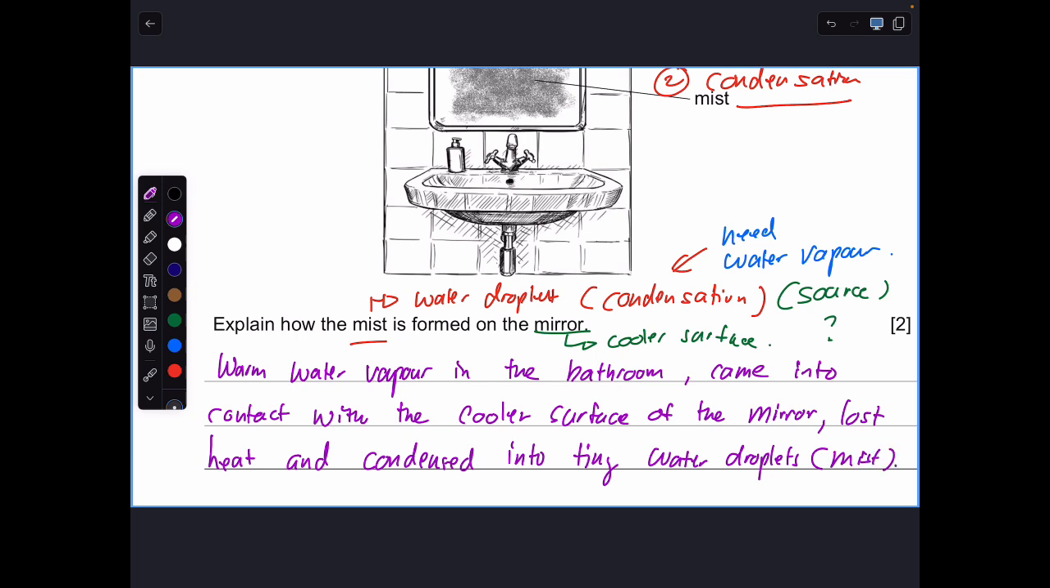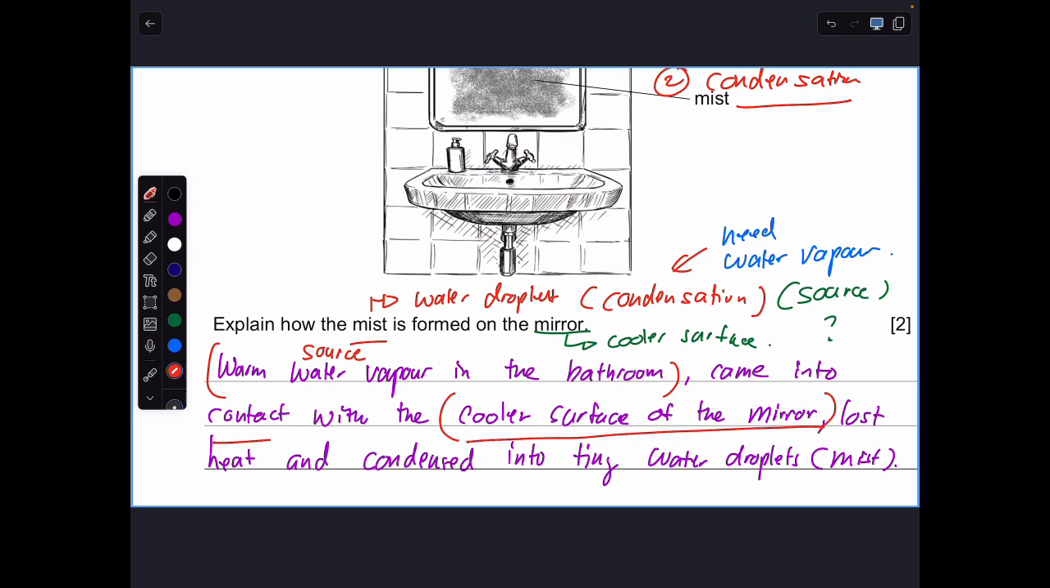Now let's talk about the answer. How do I break down your answer? In the first place, this is your source. Yes, marks are given. You have to tell me where your water vapor comes from. At this instance, quite a number of you said water vapor evaporated. Excuse me, your water vapor is already in gaseous state. It cannot evaporate. Read your answer. Many times, it is this kind of common question that gets you. Then: came into contact or touches with the cooler surface of the mirror.